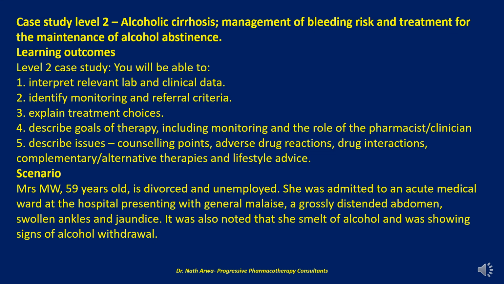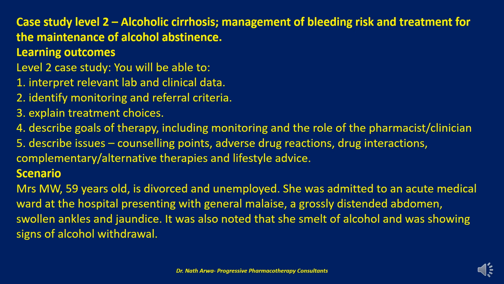Next we will discuss case study level 2 involving alcoholic cirrhosis, management of bleeding risk and treatment for the maintenance of alcohol abstinence. Let's begin with learning outcomes. On completion of level 2 case study, you will be able to accomplish the following. 1. Interpret relevant lab and clinical data. 2. Identify monitoring and referral criteria. 3. Explain treatment choices. 4. Describe goals of therapy, including monitoring and the role of the pharmacist or clinician.